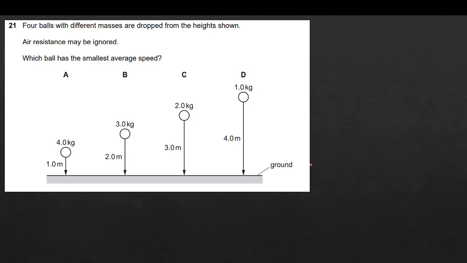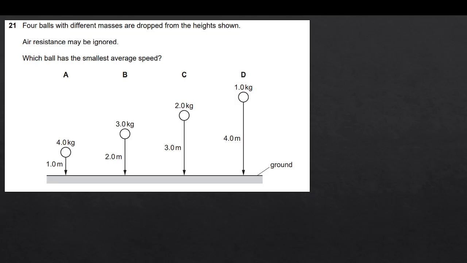Four balls with different masses are dropped from the height shown. Air resistance may be ignored. Which ball has the smallest average speed? Now, the average speed of the ball increases with height. So it's irrespective of the masses because air resistance is ignored. So whichever object is falling from the highest region will have the largest speed.